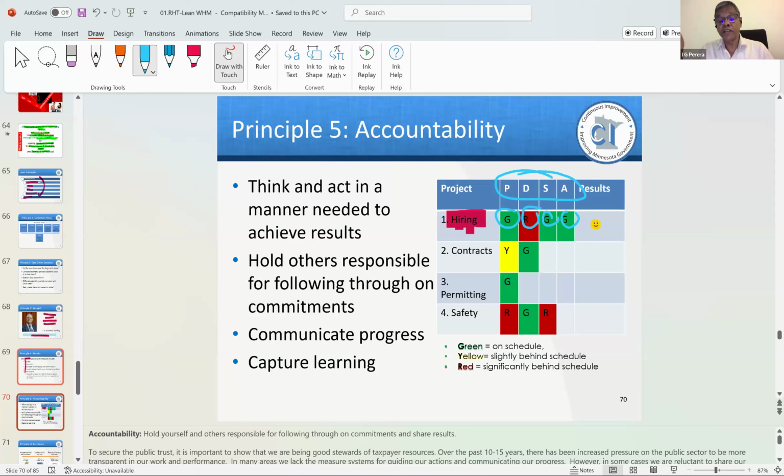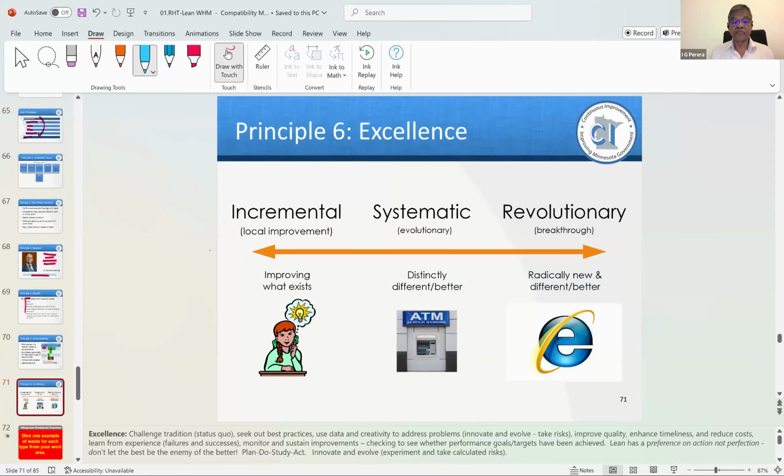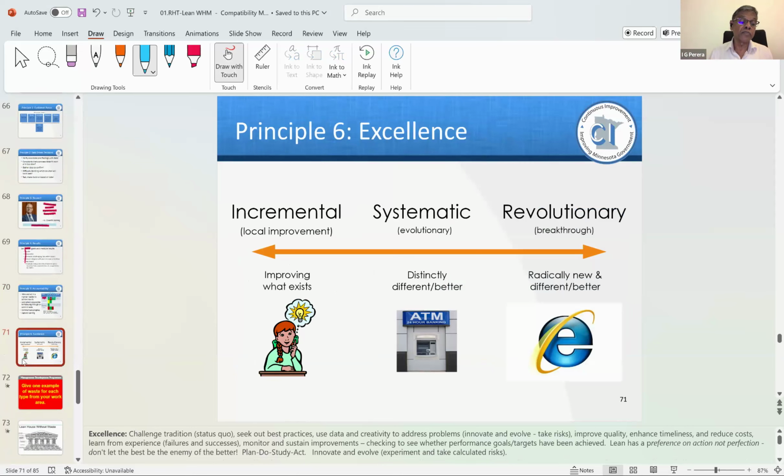Yellow, slightly behind the schedule. So you display your responsibility, your accountability, and also excellence, incremental, continuously improving, continuous improvement. So it can be big improvements, small improvements, whatever way it is, continuous improvement.